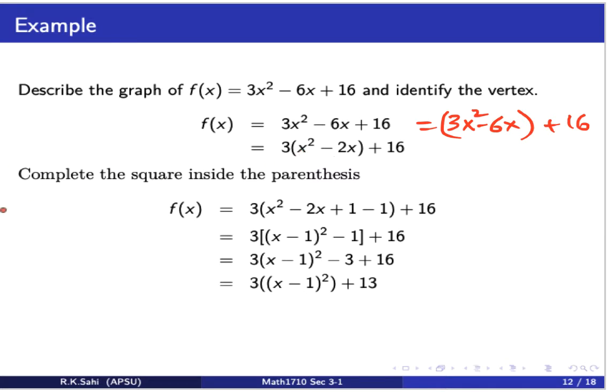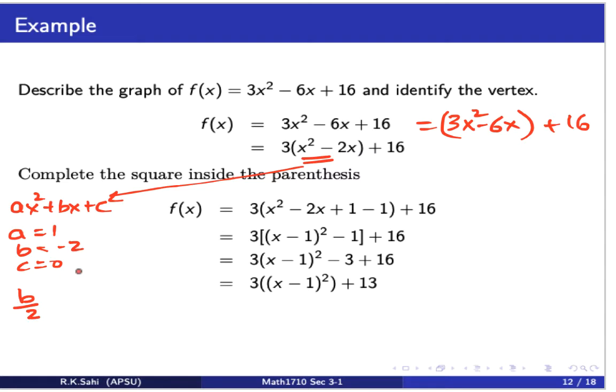Now I'm going to remind you, if you've forgotten, suppose you're given ax squared plus bx plus c. How do we complete the square? We write down what my a is. So I'm looking at this one: my a is 1, my b is minus 2, and my c is 0. When we complete the square, we look at b over 2. Now b is minus 2, so you write minus 2 over 2, you get minus 1.